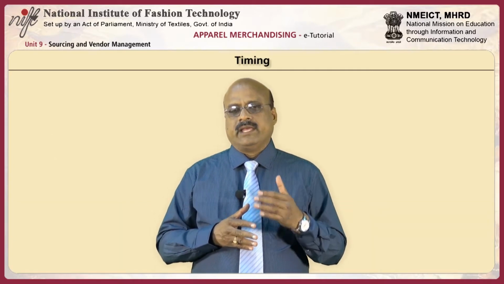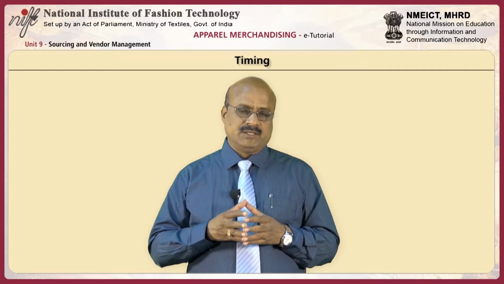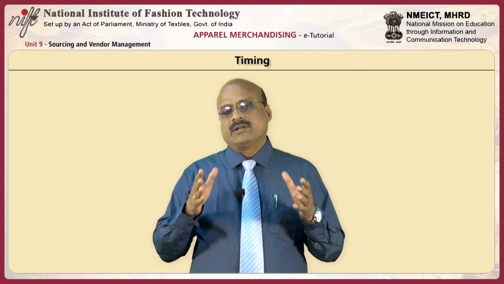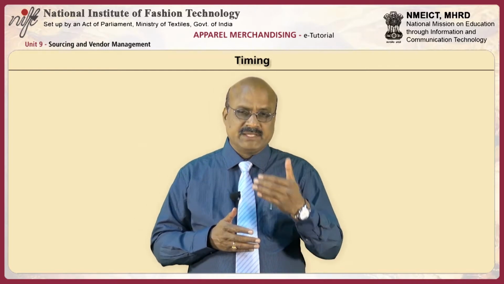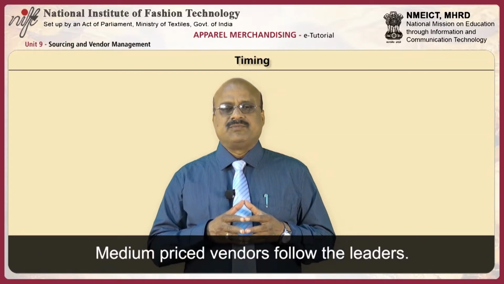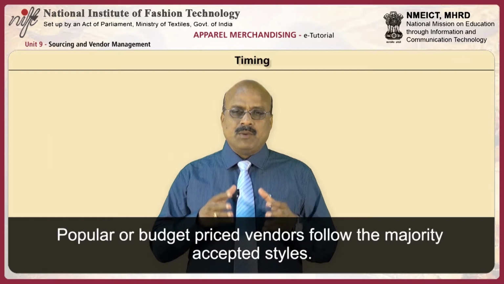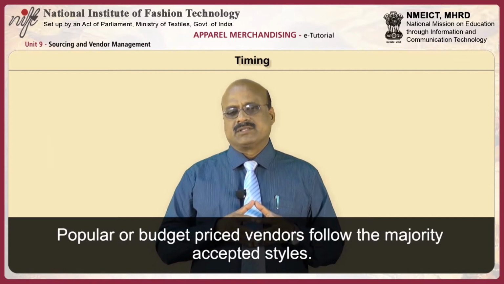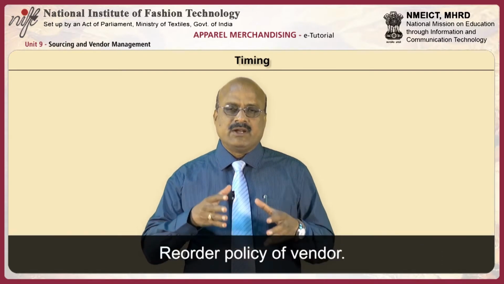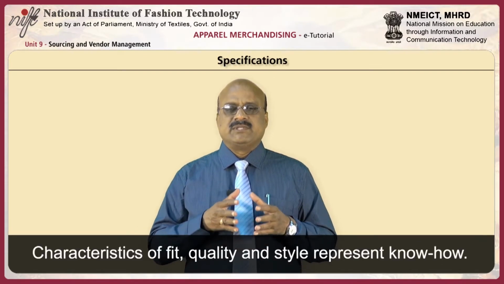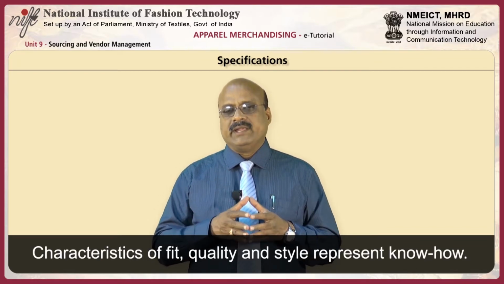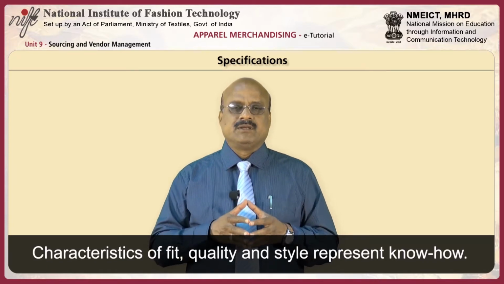Design name manufacturers sell to retailers who have high income bracket customers and are part of the early acceptance group. Their styles show fashion leadership. Medium priced vendors follow the leaders. Popular or budget priced vendors follow the majority accepted styles. Also, the reorder policy of the vendor. Specifications include characteristics of fit, quality and style that represent know-how.